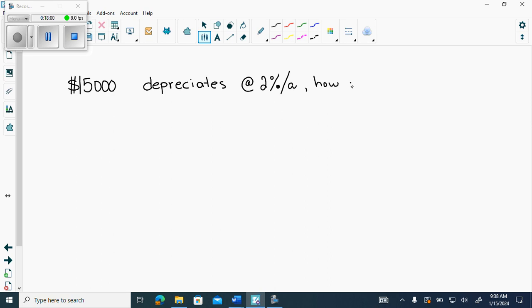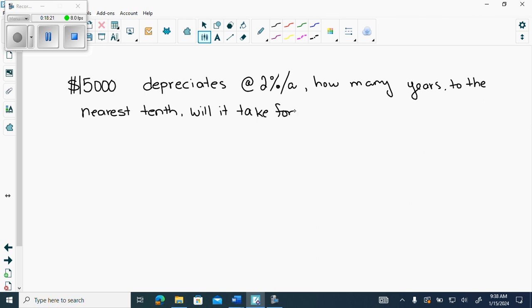How many years, to the nearest 10th? Always make sure we listen to our rounding rules. Will it take for the car to be worth $8,000? That one? And then it's depreciating.